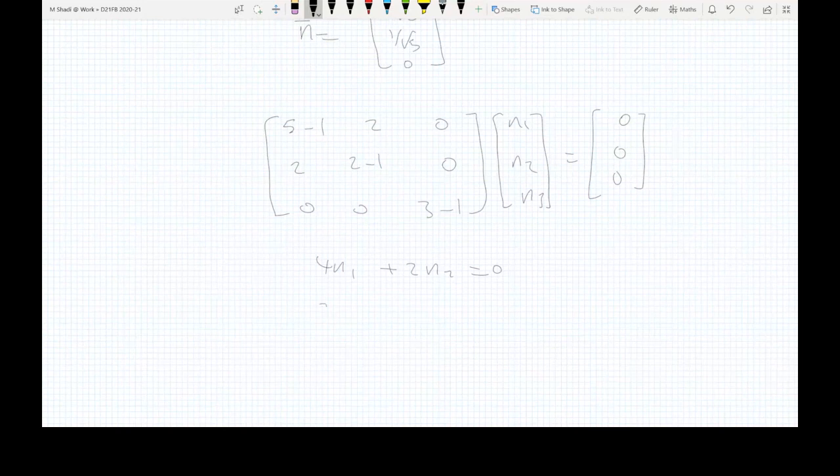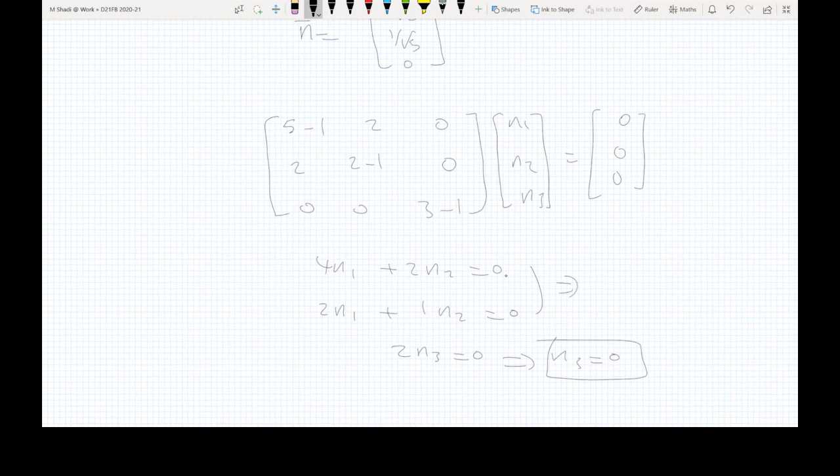I've got 2n1 added to n2 is equal to 0. And finally, I've got 2n3 is equal to 0. Now, this is immediately going to give you n3 is equal to 0. If you look into these two equations, 4n1, 2n2, or 2n1, n2 is the same equation. Just multiply this with 2 or this with half, you just get the same equation.